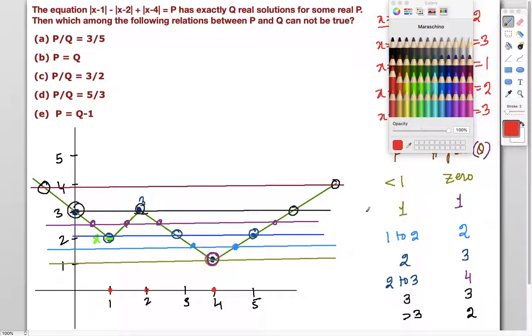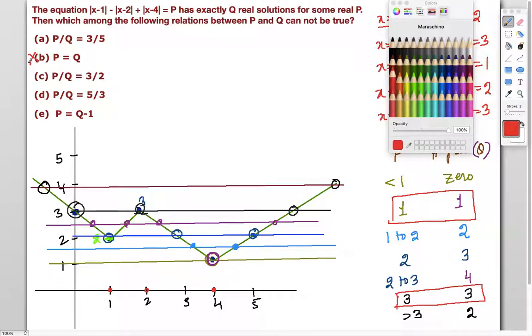P equal to Q, is that possible? Yes, that is possible here. You can see P equal to Q here. For example, if P is equal to 1, we are getting Q is also equal to 1. And even in the case like 3 and 3, they are also equal. So can P be equal to Q? Yes, that is possible. So the answer can't be option number B.